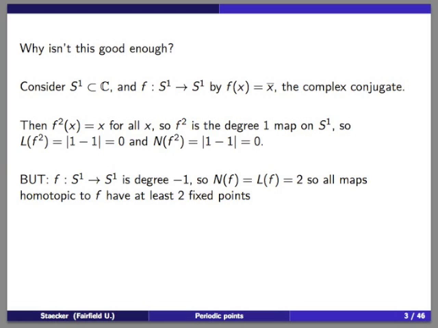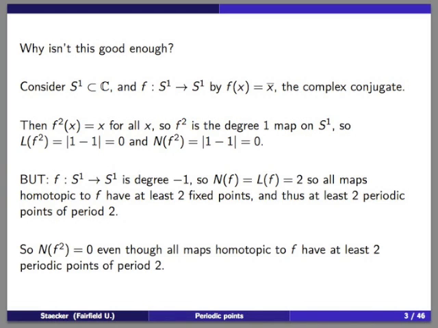But the original map is degree -1, so the Nielsen number and the Lefschetz number are 2. And so all maps homotopic to the original map have at least 2 fixed points. And that means automatically they also have 2 periodic points of period 2. They're not minimal period 2, but they are periodic points of period 2. All right. So the Nielsen number of the second iterate is 0, but every map homotopic to f must have at least 2 periodic points of period 2.